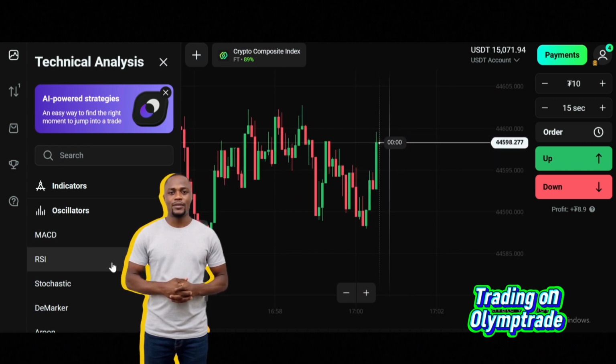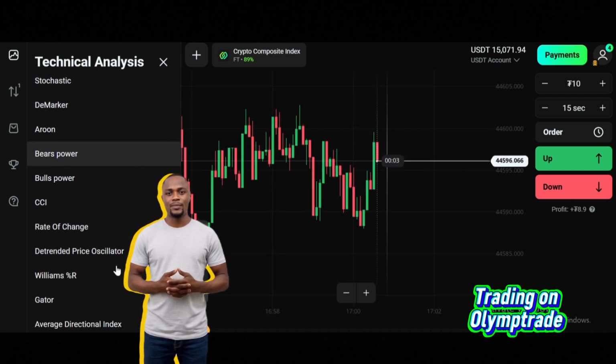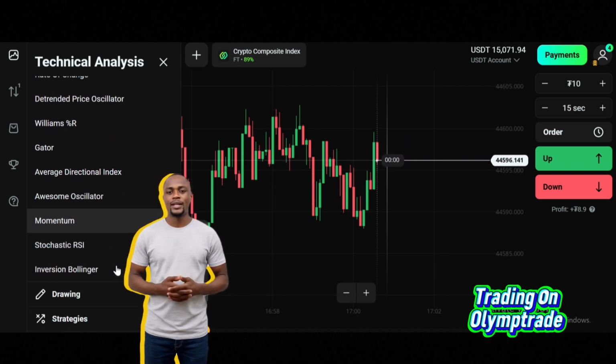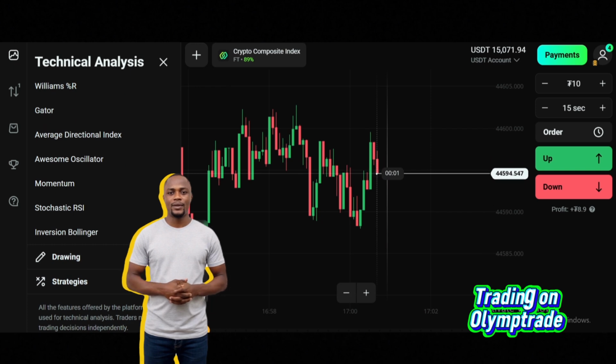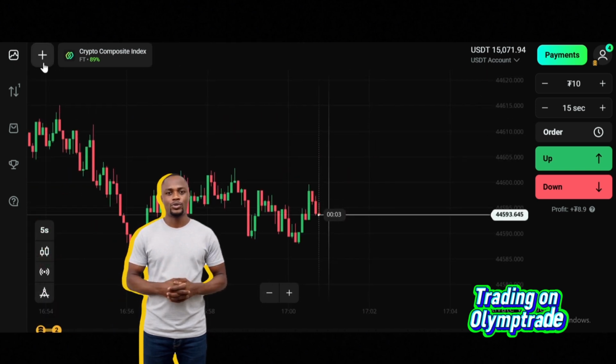In short, over 70 equals the market might be too high. Potential down opportunity. Below 30 equals the market might be too low. Potential UP opportunity. Now let's see how to set up RSI on the Olymptrade platform.